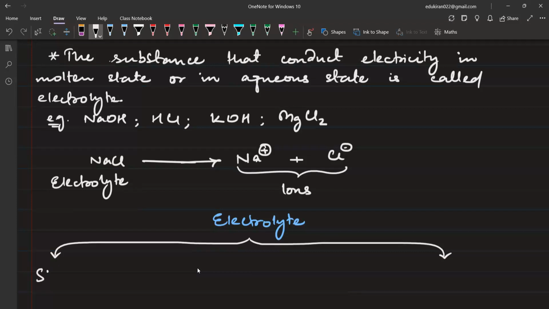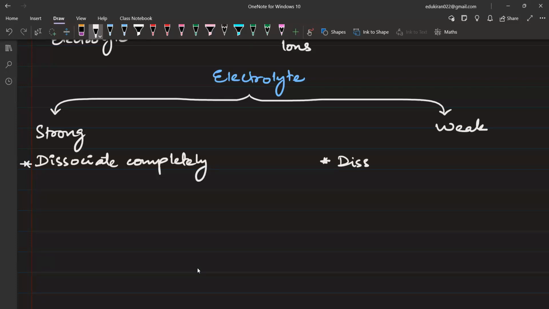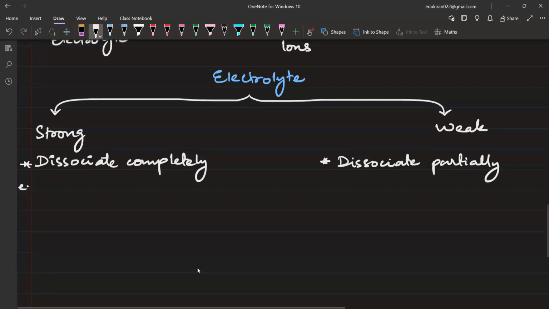So you have strong and we have weak. On the basis of the dissociation, strong electrolytes dissociate completely, and the weak electrolytes dissociate partially. So they don't completely dissociate.